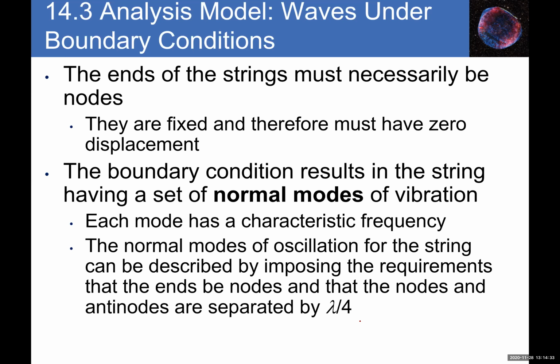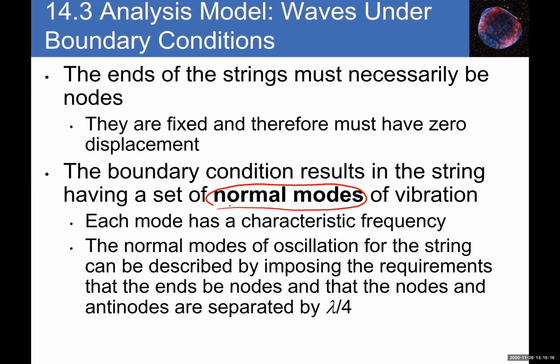Again, the boundary condition results in the string having a set of normal modes, so n represents these normal modes of vibration. Each mode has a corresponding frequency. That means going from one mode to another, we have to use a specific frequency, not just any frequency we want. Once we set up the first standing wave, the next one with two shapes, for example, cannot be just some random frequency. It has to be very closely related to the first frequency that we used to get the first mode. So we will see that.